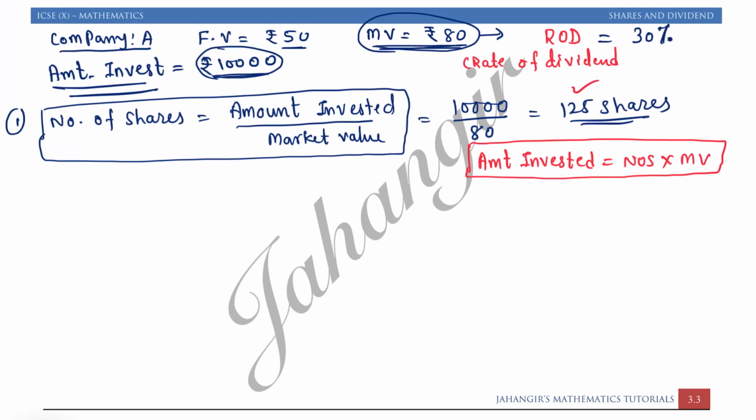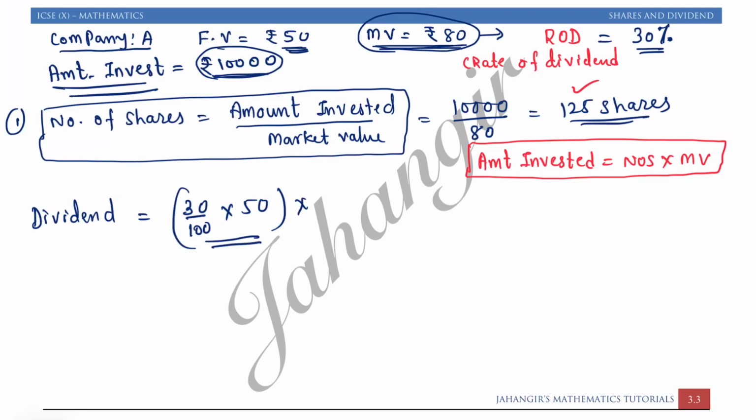So how will you calculate the dividend? Dividend is always calculated on the face value. So we will say dividend is equal to 30% of the face value, so 30 upon 100 into 50. This is the dividend which we get on one share, because 30% on each share. 30% of what? Of face value, not of market value.